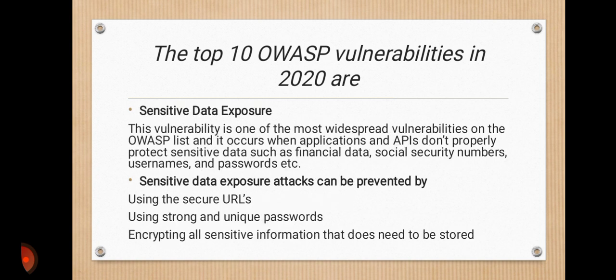And next is sensitive data exposure. This is one of the most widespread vulnerabilities on the OWASP list, and it occurs when applications and APIs don't properly protect sensitive data such as financial data, social security numbers, and so on. This can be prevented by using secure URLs.